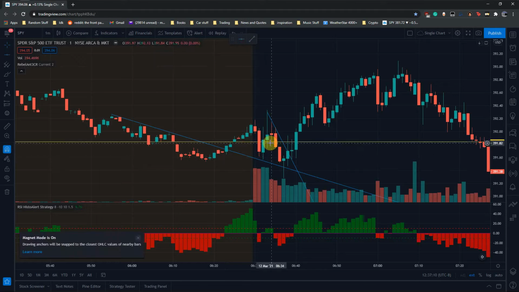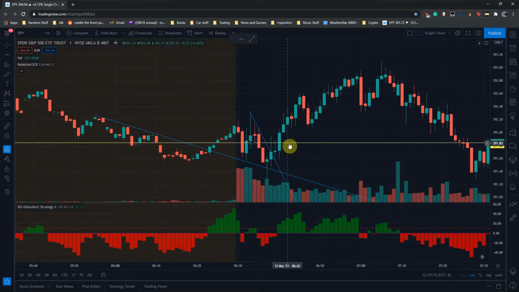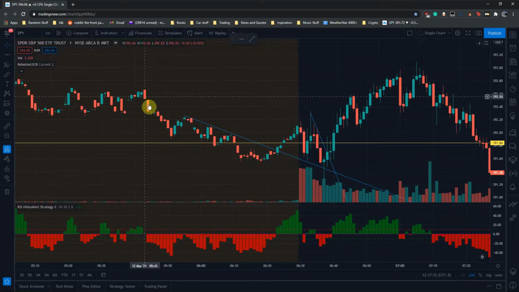Right about there, because we can see it was a support, it got tested as resistance, it broke above. Naturally, if it's going to get validated as support, it would be tested here, and we didn't even get that test because we had so many signals.